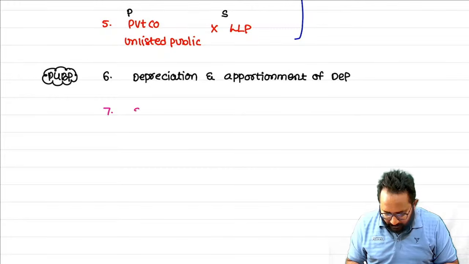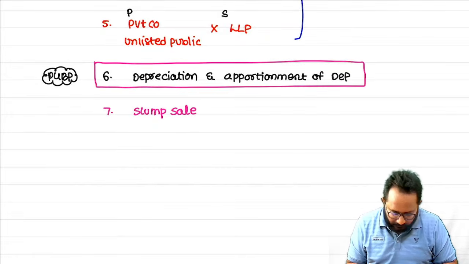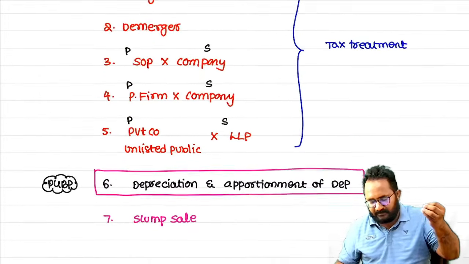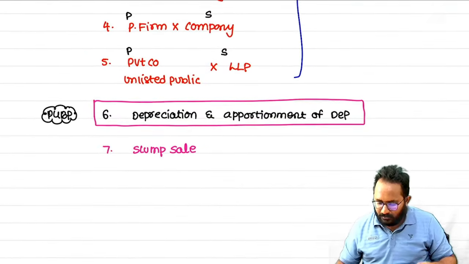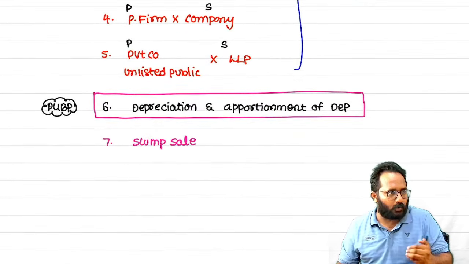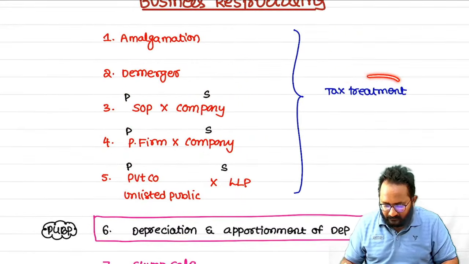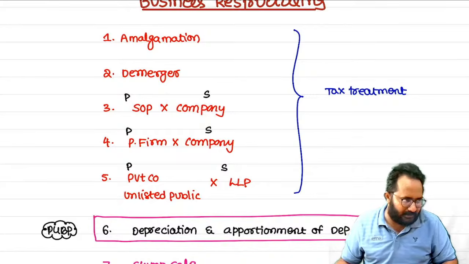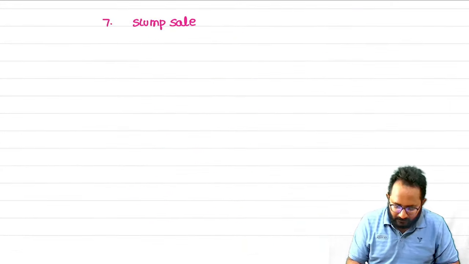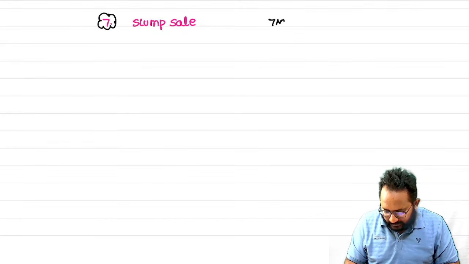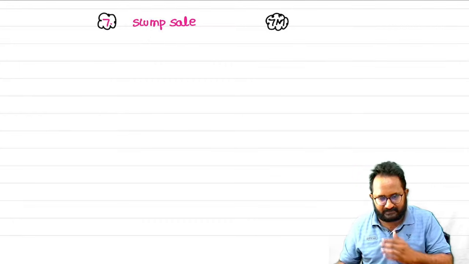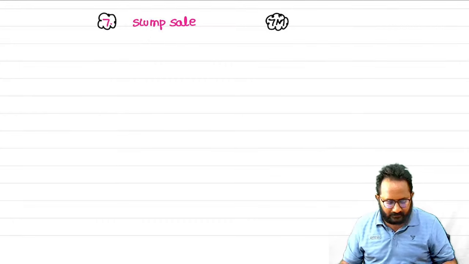So totally, what are the concepts we have to discuss in today's session? Except depreciation and apportionment of depreciation, everything we are going to learn in this chapter. Remember, if slump sale is done, how to calculate the capital gain, and in all the cases, what is the tax treatment we will discuss. The first target is slump sale. Shall we start our discussion with the slump sale concept? Definitely, I am expecting this question for 7 marks in the upcoming examinations. Okay, shall we start?